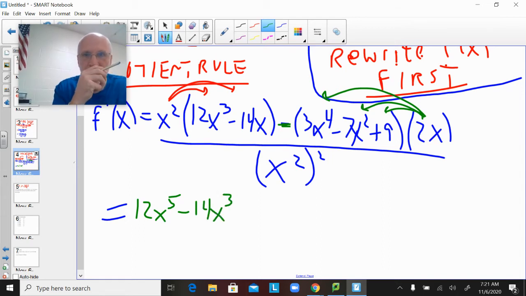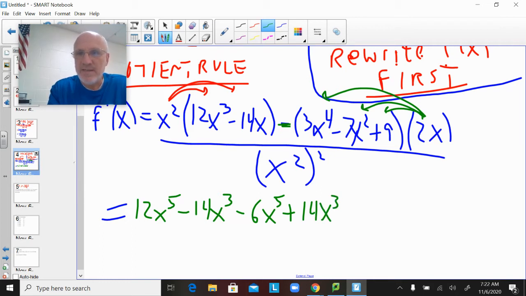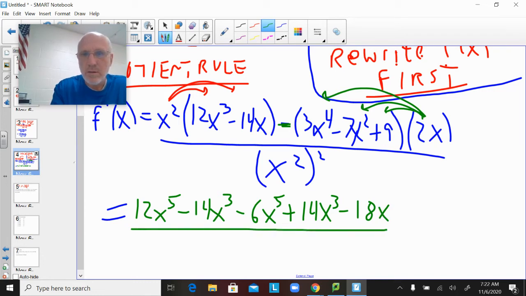All right. Now I'm distributing a 2x to the minus sign, so that is minus 6x to the fifth. And then I have minus 14, no, it becomes plus 14x to the third. And then minus 18x. Now the bottom is x squared. I multiply exponents, I get x to the fourth.